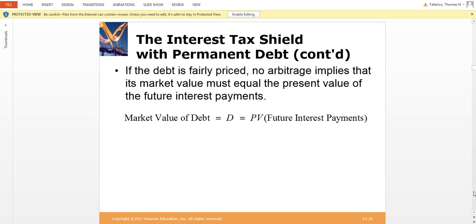So basically, one can look at the debt, and obviously one can obtain a market value of anything. If you look at the market value of the debt, all it's going to be is the present value of the future interest payments, which of course is very similar to a bond, right? So a bond, how do we get the price of a bond? We take the present value of the coupon payments. So this is a very similar idea.